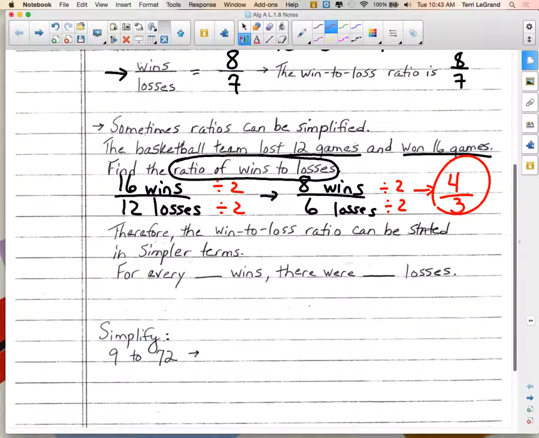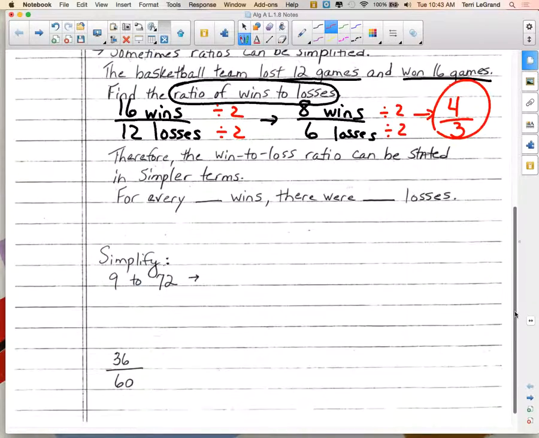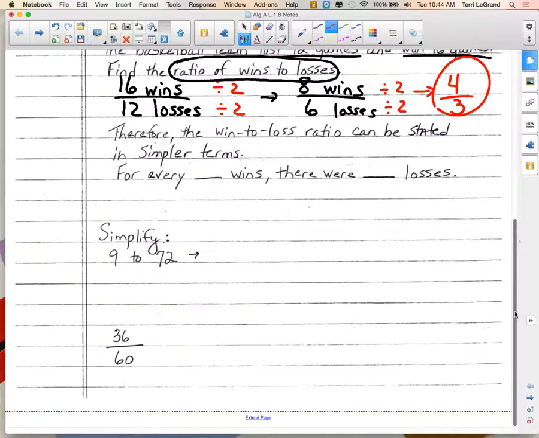I'm going to circle it and say I'm going to go with it. Okay, so we are right here. We kind of already said this. For every 4 wins, in simplest terms, every time they won 4, they lost 3. So if they played some more games, they might expect the same kind of results.